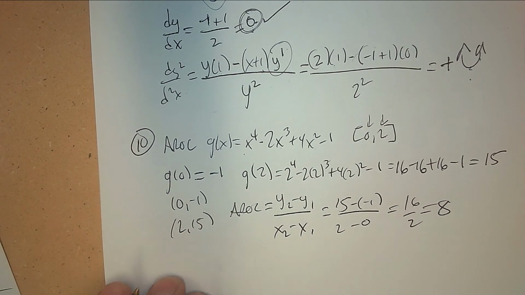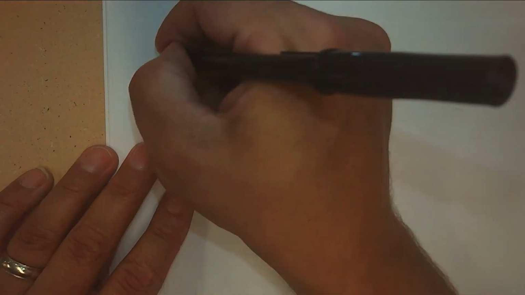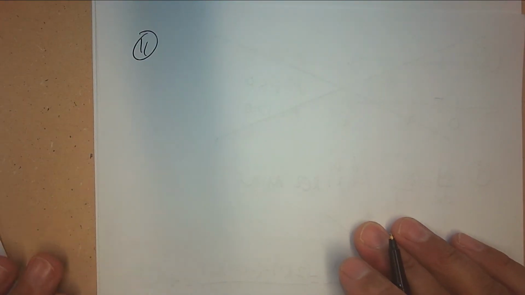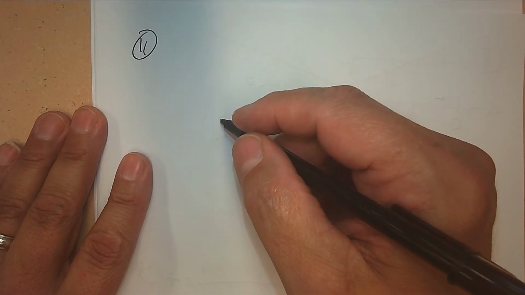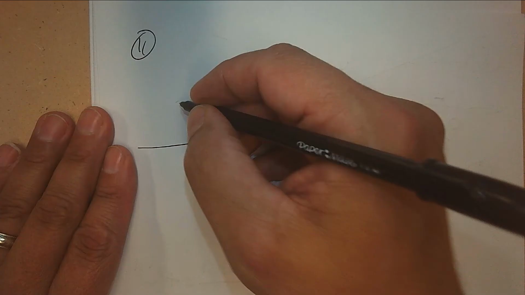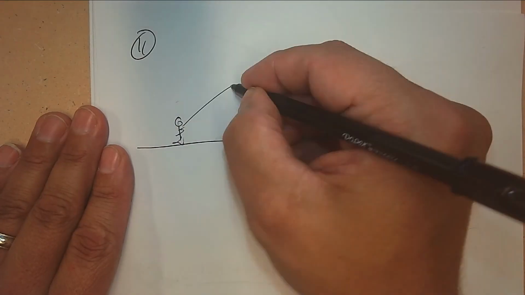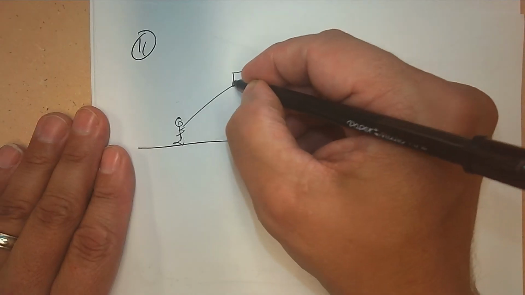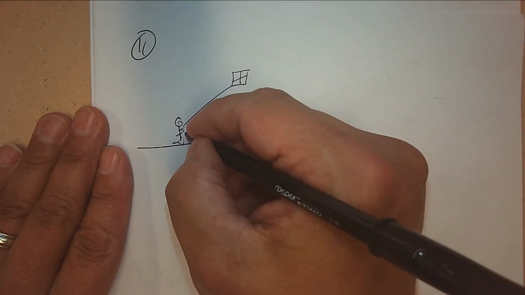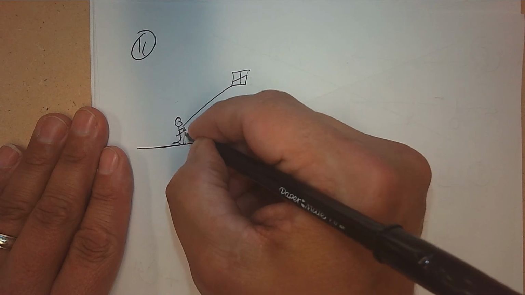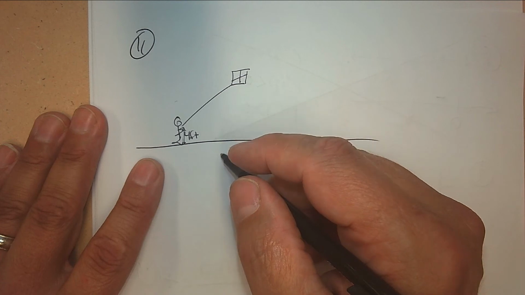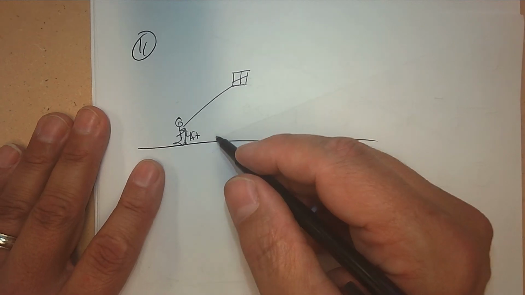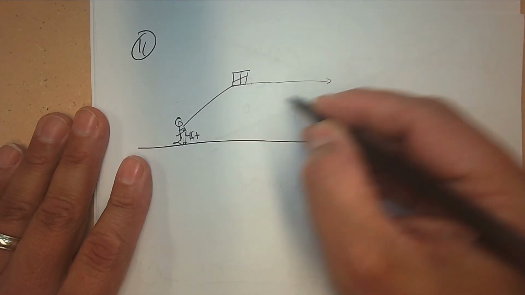Number 11 is the toughest one, but we'll do it together. So in number 11, a person is flying a kite, holds a string 4 feet above the ground level, and the string is let out at that rate. So we have a person that's holding a kite. We know the string is 4 feet above the ground where he's holding it. The string is let out at a rate of 3 feet per second as the kite moves horizontally across here.